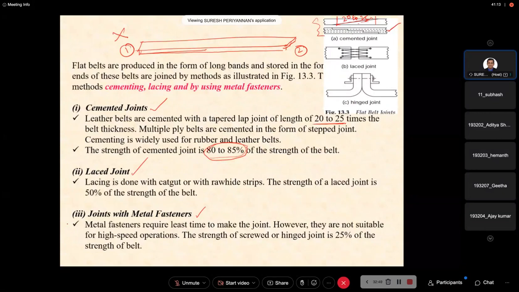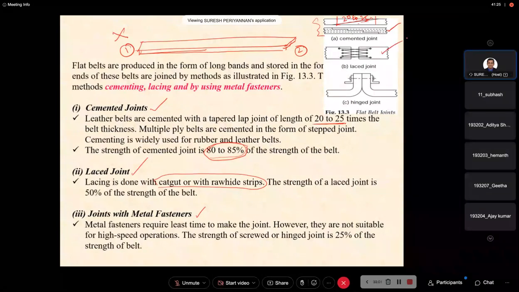Then the last belt is now cut with rawhide strips. Rawhide is nothing but stitching the belt. Now what is the strength here? This is 50 percent of the belt strength.